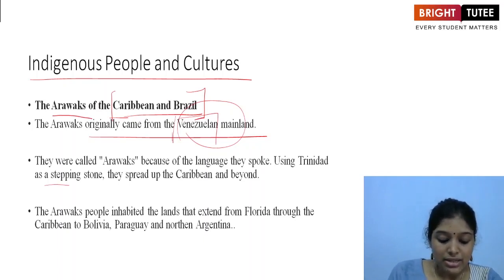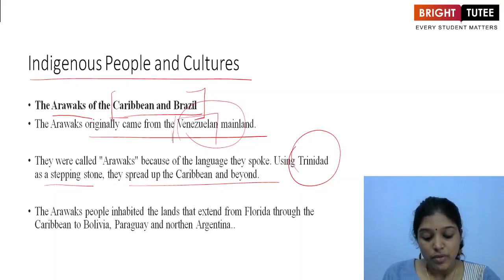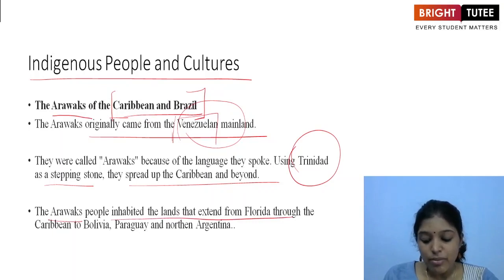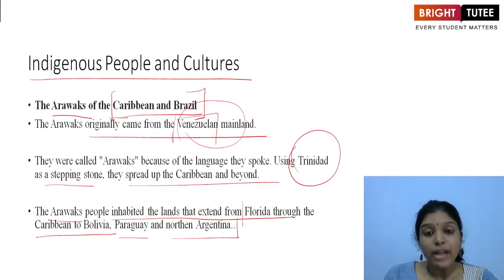Using Trinidad as a stepping stone, they spread up the Caribbean and beyond. Trinidad is another place within the American continent, and they used it as a place where they were established to spread towards the Caribbean region. And the Arawaks inhabited the lands that extend from Florida through the Caribbean to Bolivia, Paraguay, and northern Argentina. In all these places, we could see people belonging to this indigenous culture settled down.